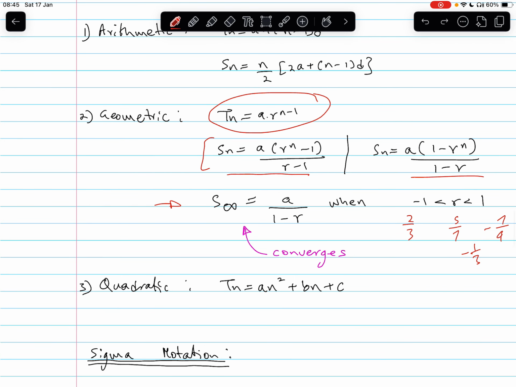Then we've got the quadratic sequence, which doesn't have a formula for getting the sum to n terms. Not to say that you might not be asked to calculate the sum of, let's say, 5 terms. Then you'd have to calculate manually: determine term 1, term 2, term 3, term 4, term 5, and then add them all up. Okay? Cool.